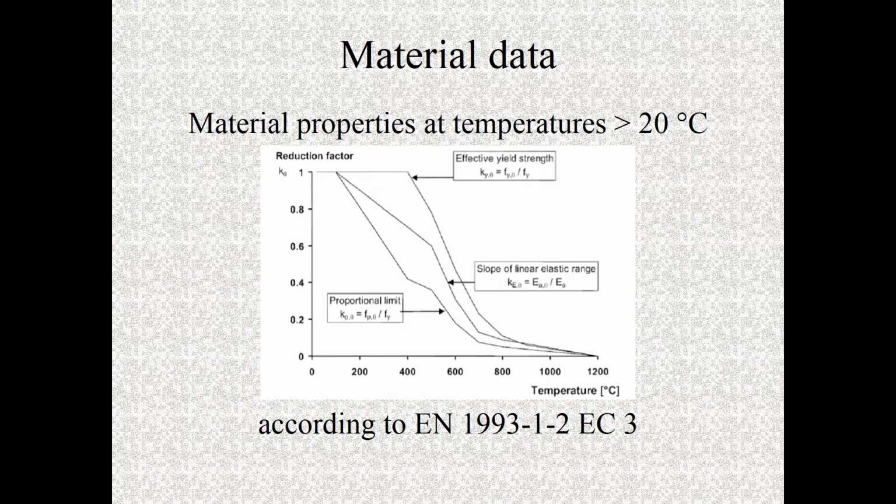The evolution of material constants for temperatures higher than 20 degrees centigrade has been assumed to follow the curves defined in the Eurocode, namely Eurocode 1993-1-2, EC3.